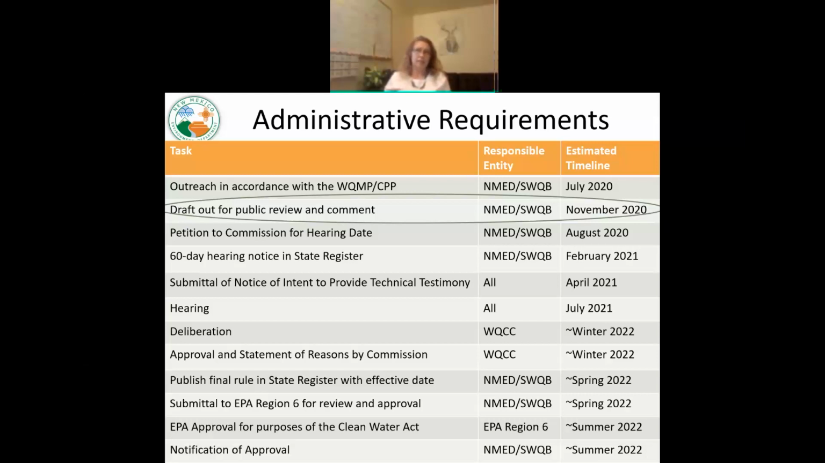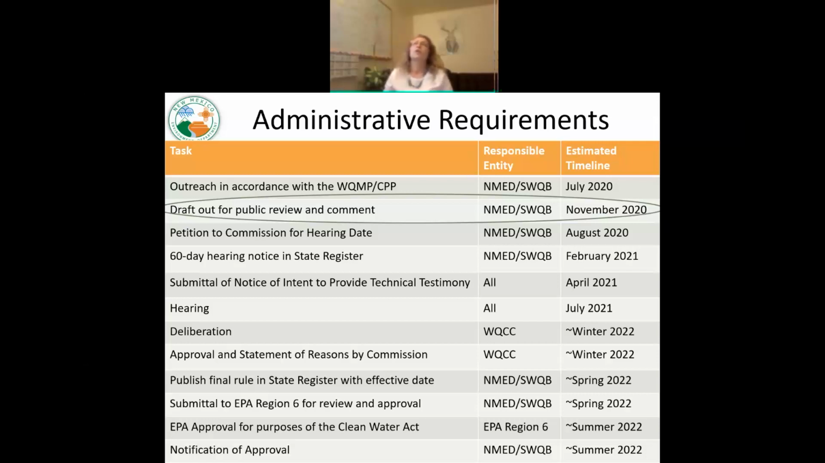Once the amendments are effective, NMAC then submits the adopted rule to EPA Region 6 for review. EPA has 60 days to approve the proposed standards and 90 days to disapprove. However, it's the general practice of the department to engage EPA Region 6 early and often so that delays in the review process at this stage are minimized. So once the EPA approves the rule, then it's effective for purposes of the Clean Water Act, and notification to all parties is made. So due to the numerous regulatory requirements for each of these steps, this process, although lengthy, provides numerous opportunities for public participation.